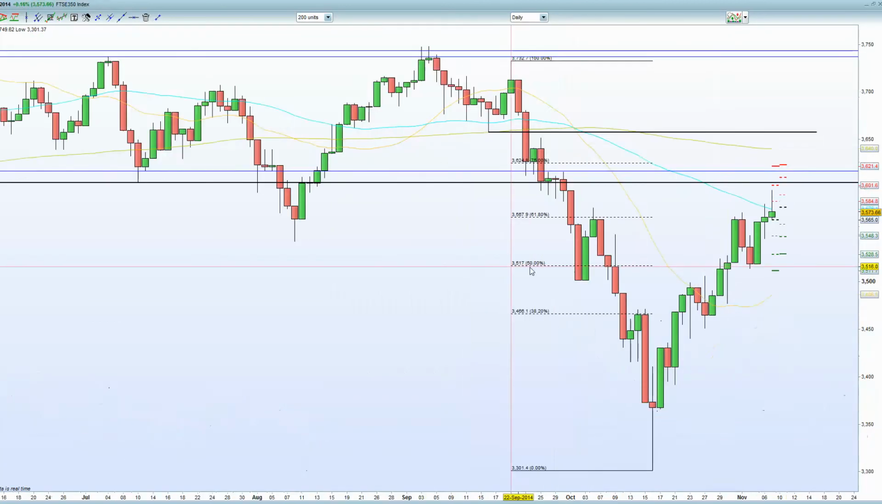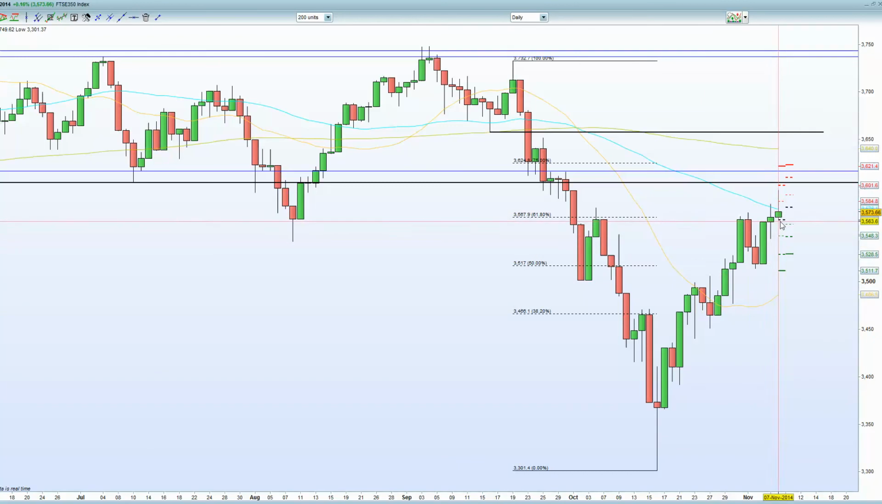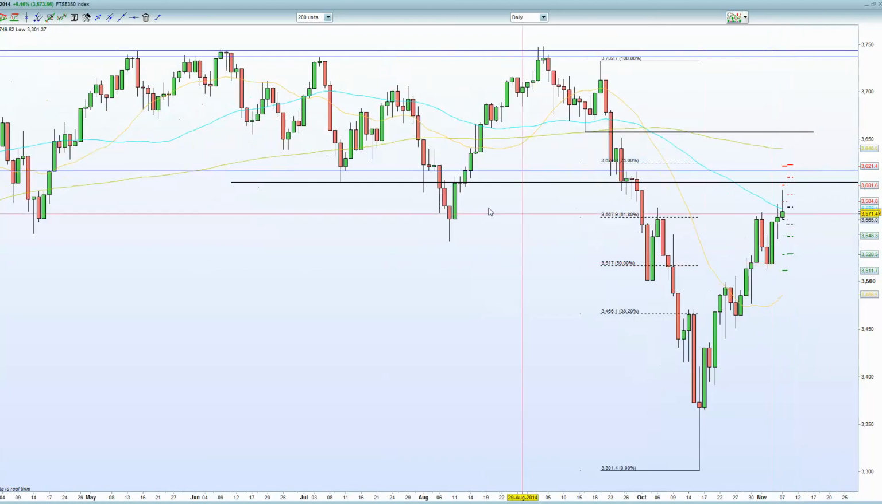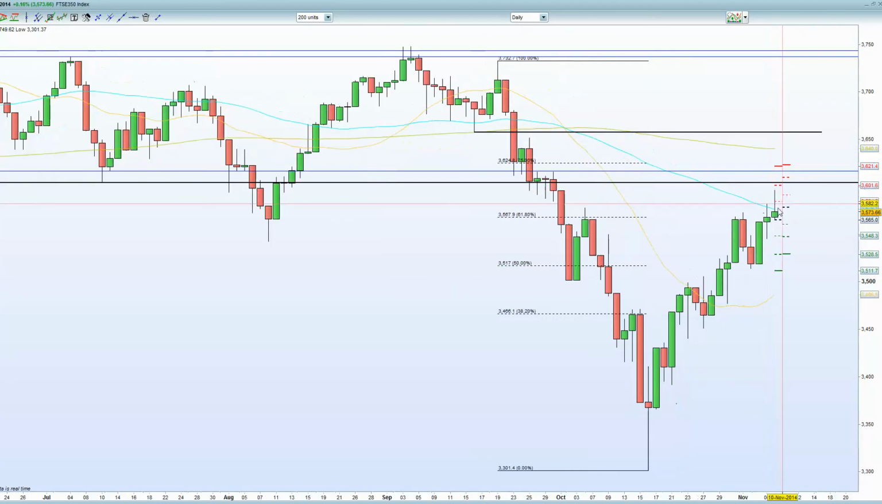So the FTSE 350, again, same thing. You've got a potentially topping tail again. Obviously, we failed just around the 61 to 75% resistance. Previous support equals resistance line as well, the 50 MA. Okay, we're looking at a retracement of 61% resistance again.